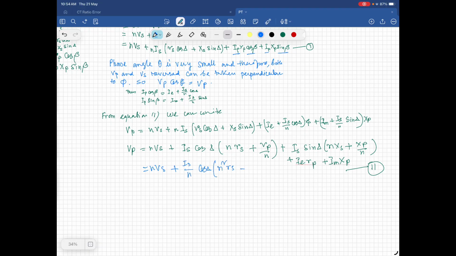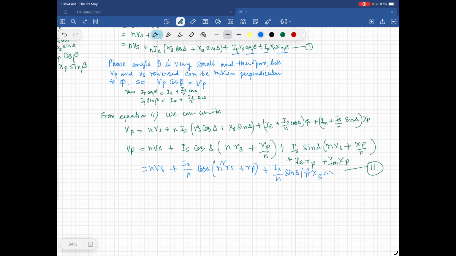So now what I am doing, IS by N, so it will be cos delta into N square RS plus RP, and IS by N sin delta N square XS plus XP plus IERP plus IMXP. Now what I can write, N square RS plus RP is equal to equivalent resistance of the transformer referred to the primary side.